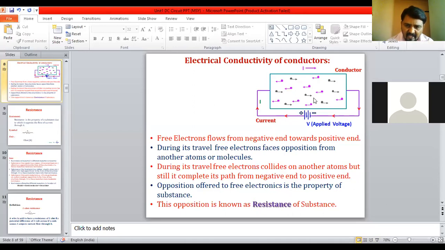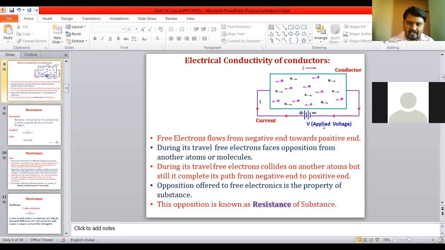Here some free electrons are there. Whatever the violet colors are there, they are the free electrons we are going to consider here now. The free electrons always flow from negative to positive. They will create one path over there without any supply. Even if the applied voltage is 0, in a conductor some free electrons are there. They will make a path from negative to positive.